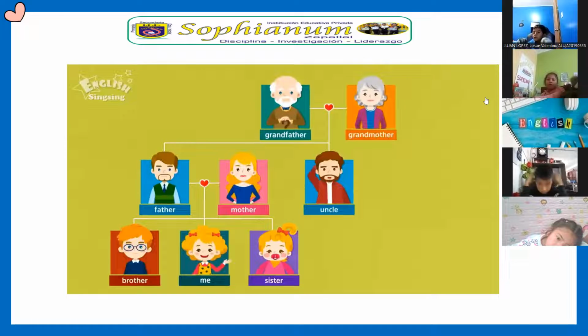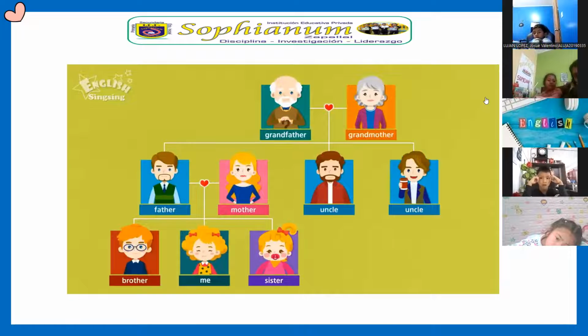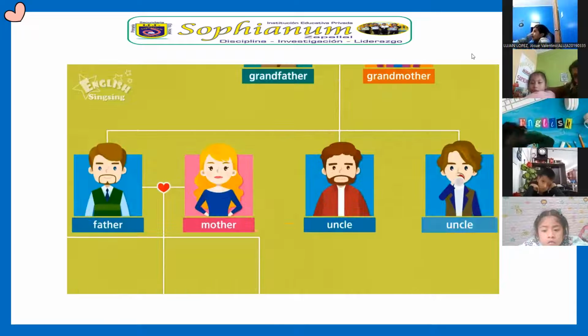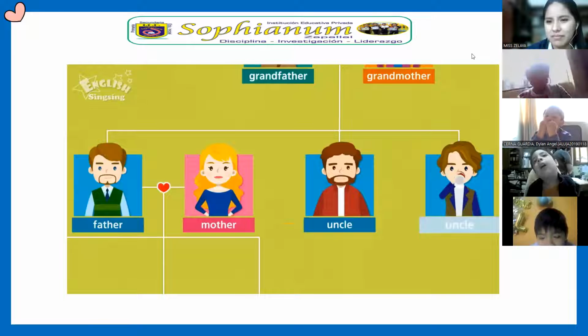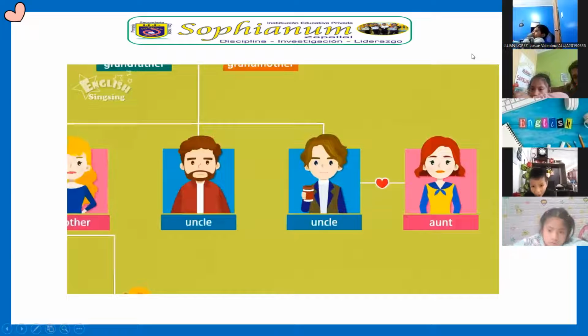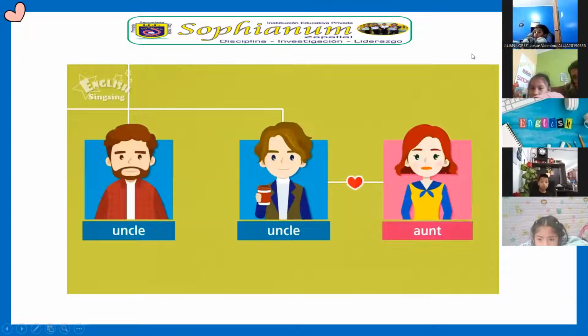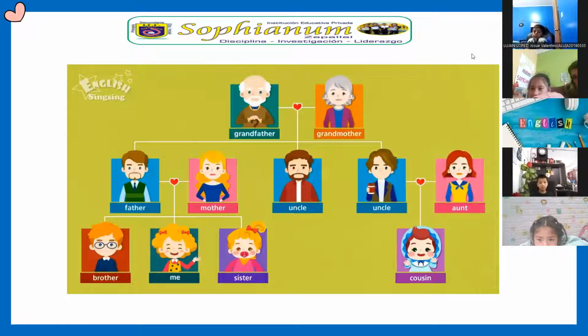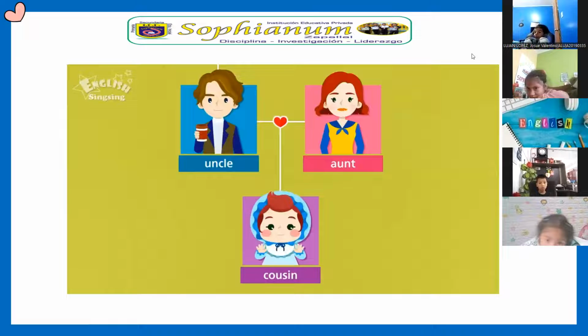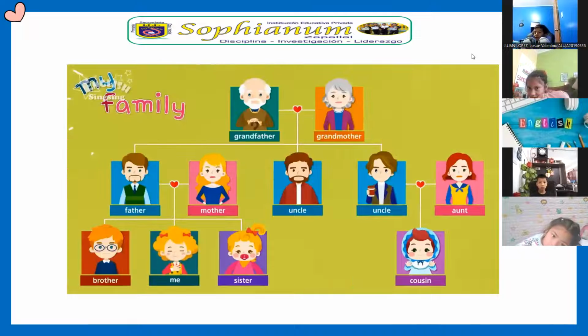He is my uncle. Uncle. He is my uncle too. She is my aunt. Aunt. She is my cousin. Cousin. My family. They are my family members. I love them.